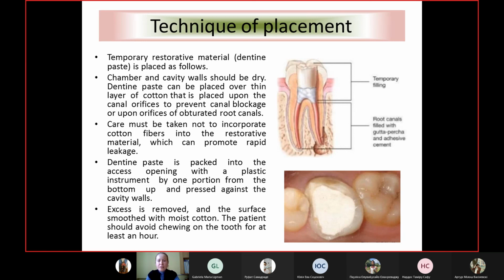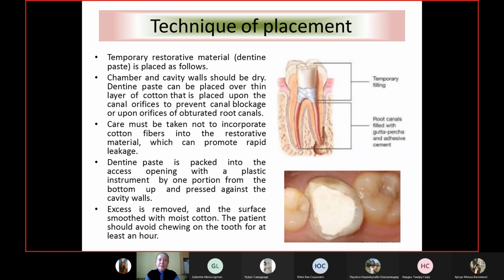Excess of dentine paste is removed with a flat plastic instrument, or the excess can be removed when the patient is given a cotton roll and just asked to bite on this cotton roll. And at the same time, the material is appropriately condensed into the carious cavity and excess is removed. Patients should be given the recommendation not to eat for 20 minutes and not to drink anything, because of the setting time for this material.